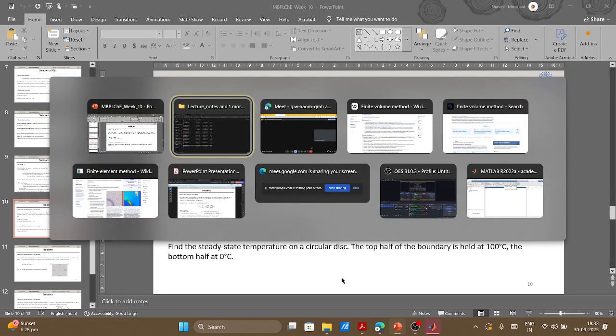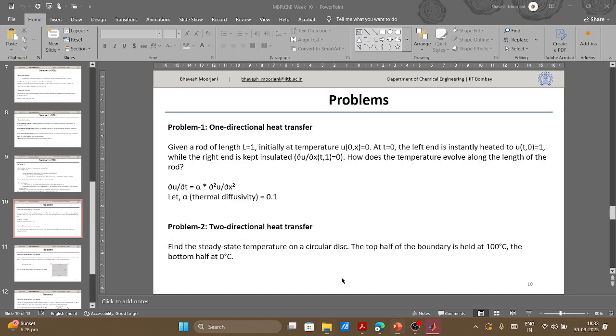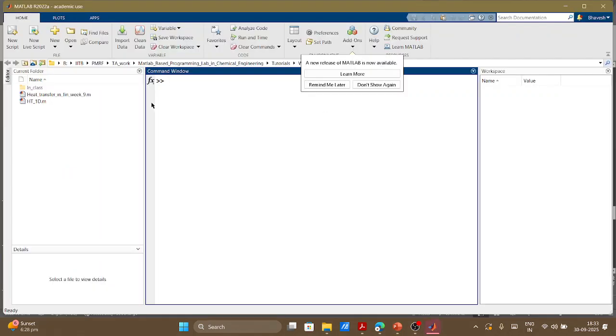So before starting, is Matlab open? Not this. Yeah. Okay.